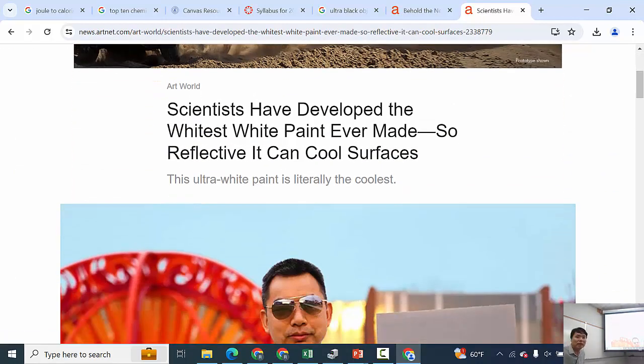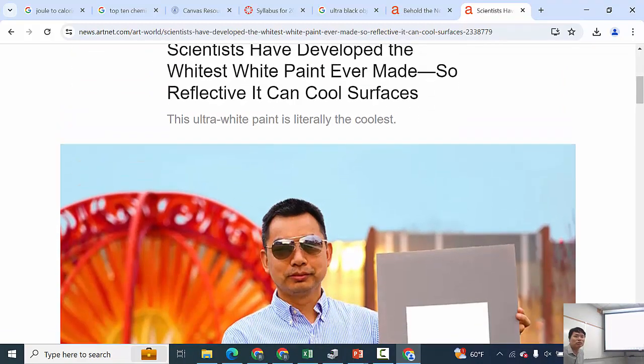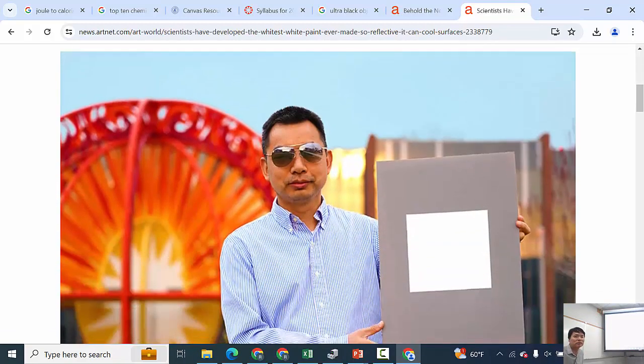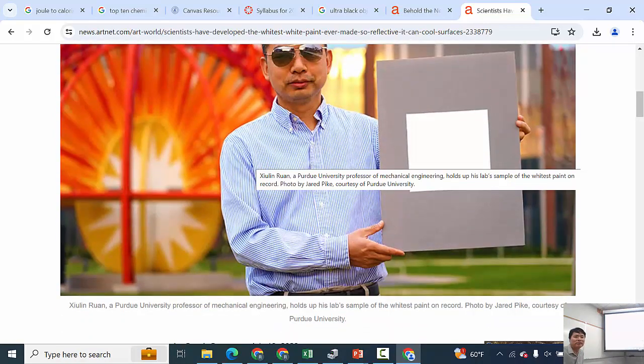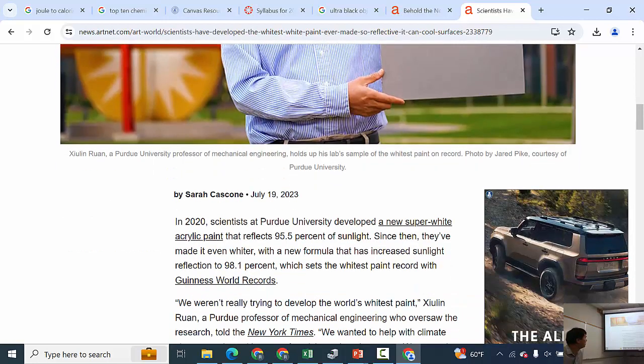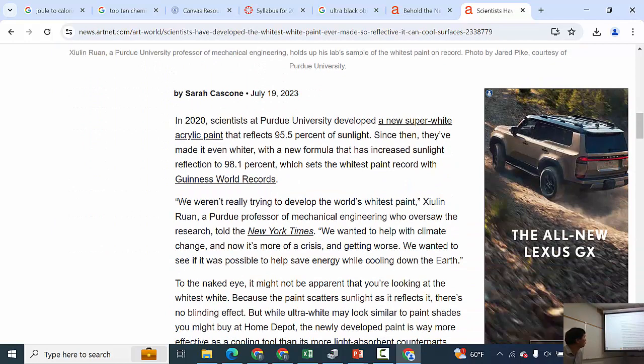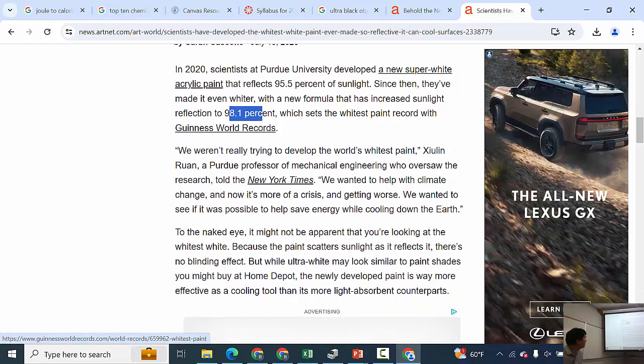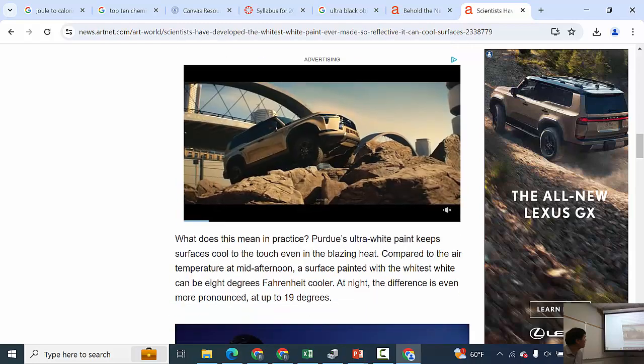Scientists have developed the whitest white paint ever made. So reflective it can cool surfaces. So if you live out in the desert, if you live in LA in the summer, you want something to keep the car cool. I guess this is at Purdue. Holds up his lab sample of the whitest paint on record. It reflects 95.5% of the sunlight. Since then, they've made it even whiter, 98.1%. So this is in the Guinness Book of World Records. And so there's great application in this.